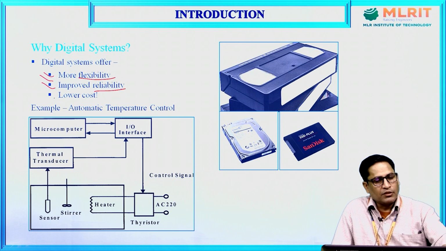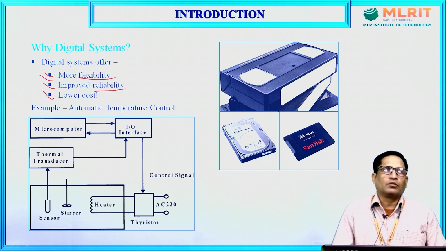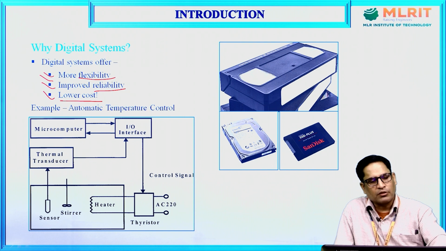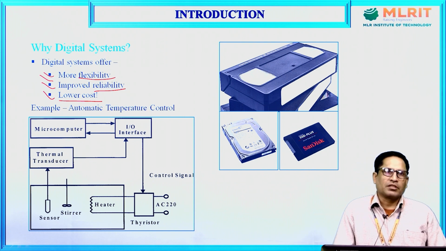The third point is also an interesting one, lower cost. Although it looks like the primary cost will be high for replacing an existing system with a digital system, the hardware cost of digital systems has been going down in recent years and is expected to go down further. So it is expected that if the system is implemented at large scale, then the overall per unit cost will also be low as compared to conventional systems.